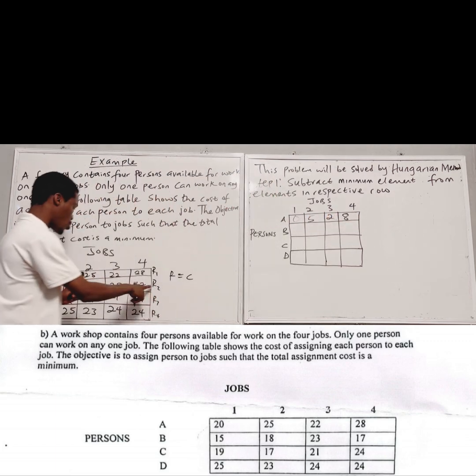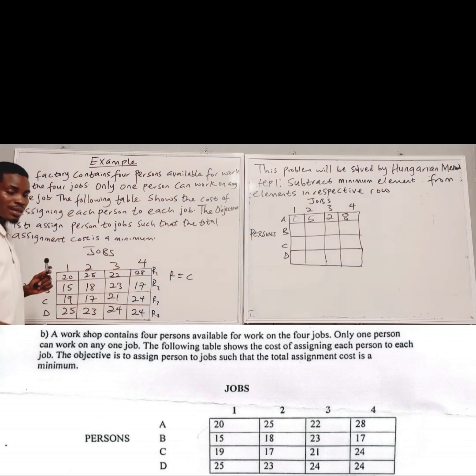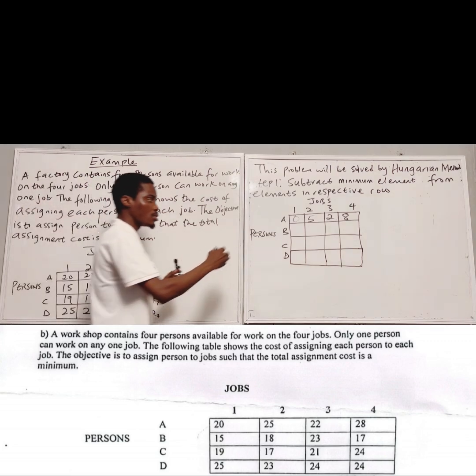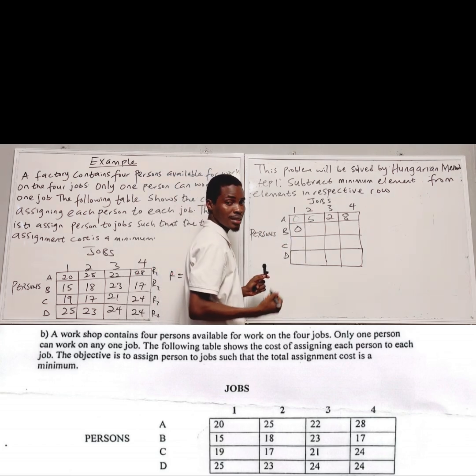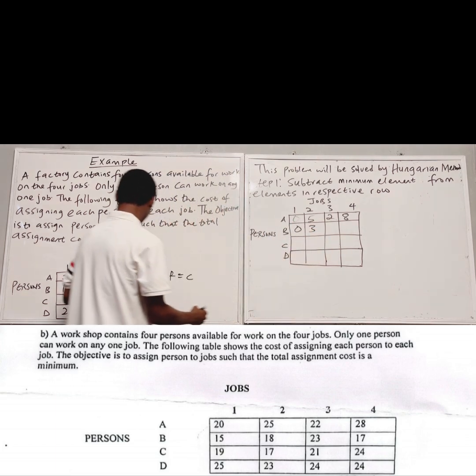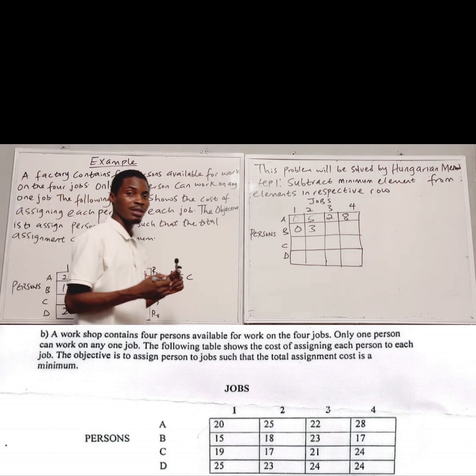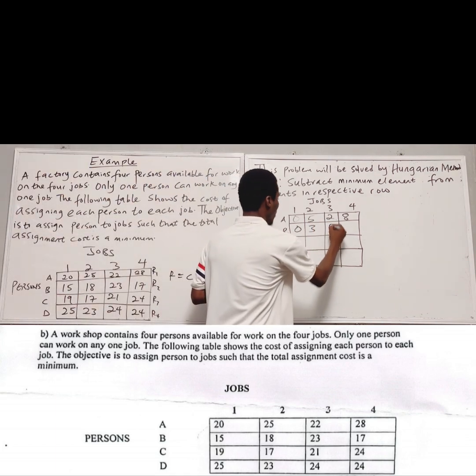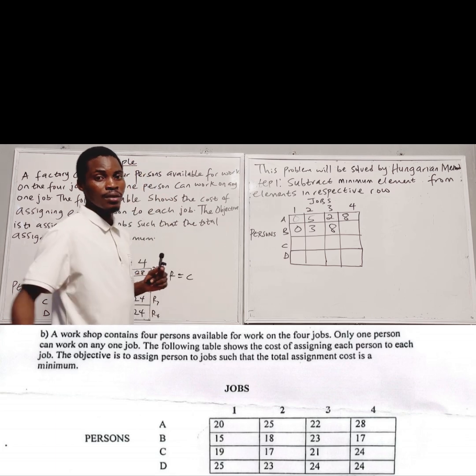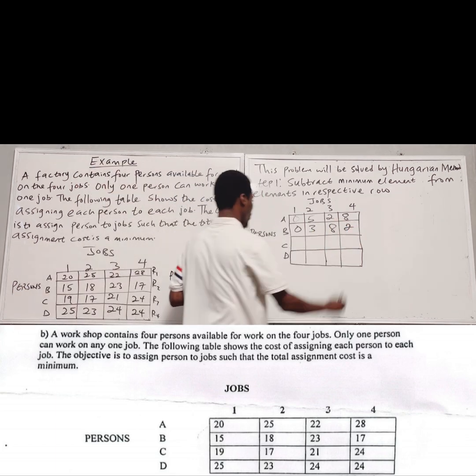So I'll consider my second row. What is my smallest element here? 15. 15 minus 15, I'm going to have 0. The second element is 18. 18 minus 15, I'm going to have 3. Then 23. 23 minus 15 is 8. And the last element here is 17. 17 minus 15, I'm going to have 2.